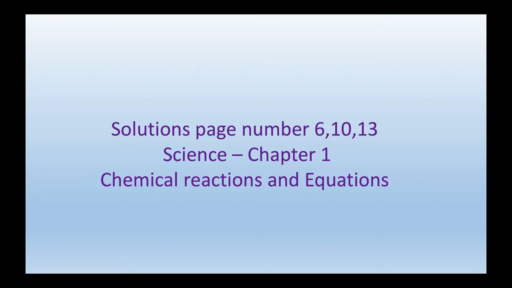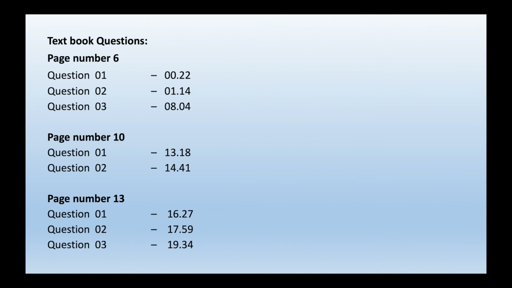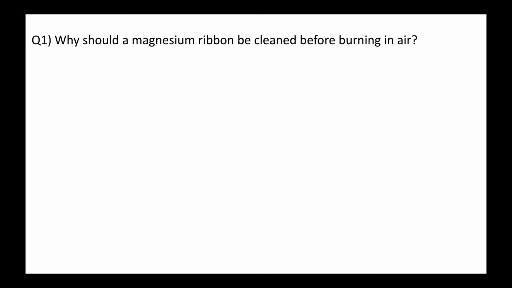Hi students, in this video we will cover the solutions of page number 6, 10, 13 of science chapter number 1, chemical reactions and equations. First we will discuss the solutions of page number 6. First question is, why should a magnesium ribbon be cleaned before burning in air?